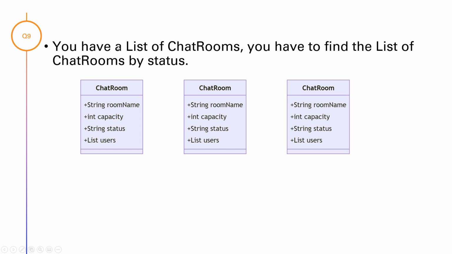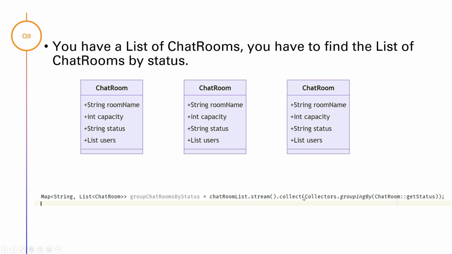So if I come to our use case, you have a list of chat rooms, and you have to find the list of chat rooms by status. Assume each chat room has a status as well. The status can be ongoing, expired or closed, whatever. Based on the status you want to group the chat rooms.